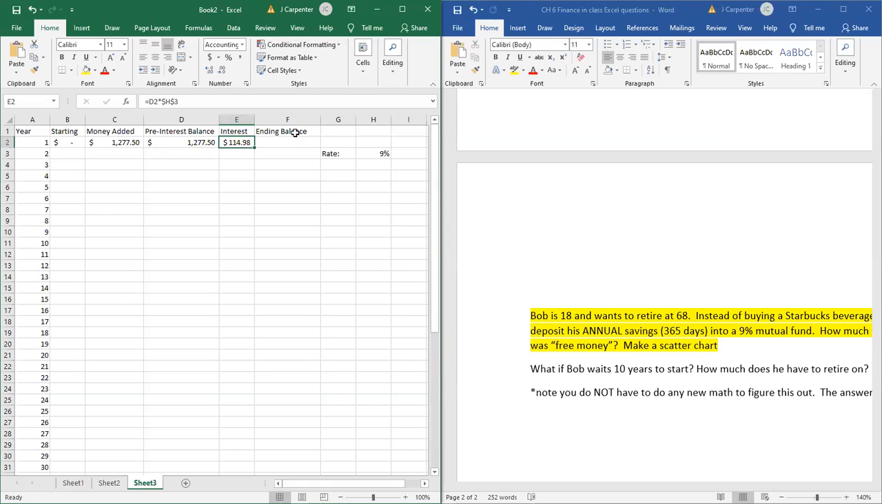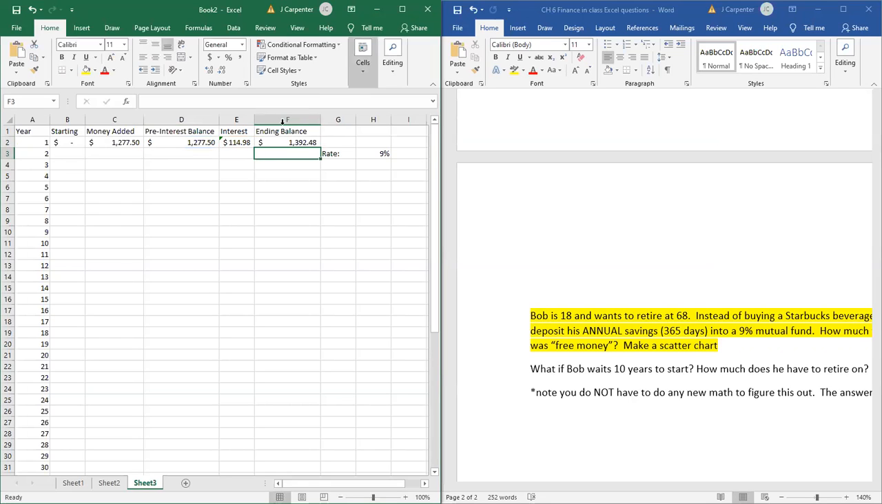Oh, okay, 114 bucks for free, 115 bucks for free when rounded. Not bad. How about the ending balance? Well, that's the sum of what we had before interest and what we had after. So equals this one plus this one. So now we got almost 1,400 bucks.